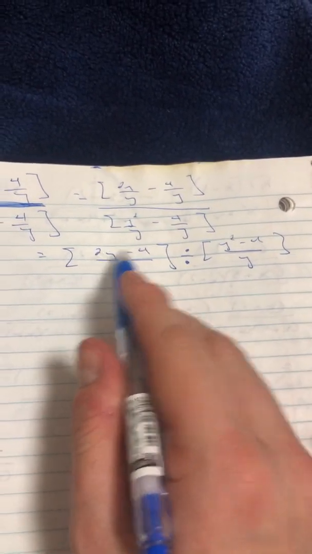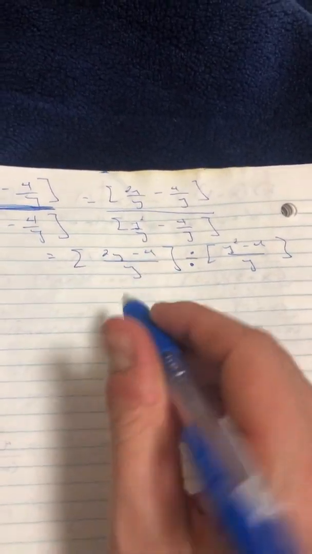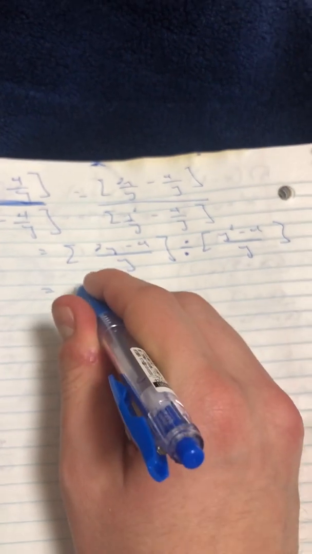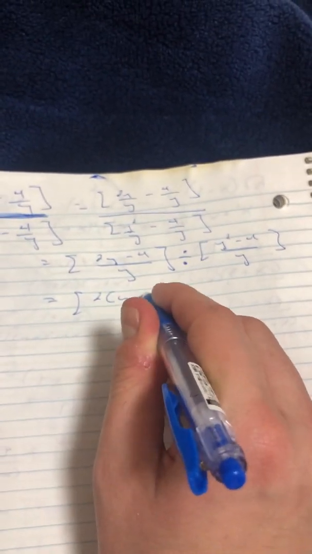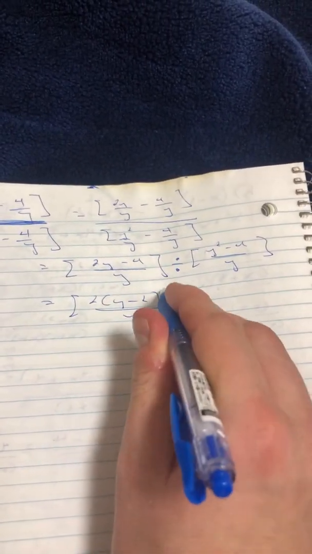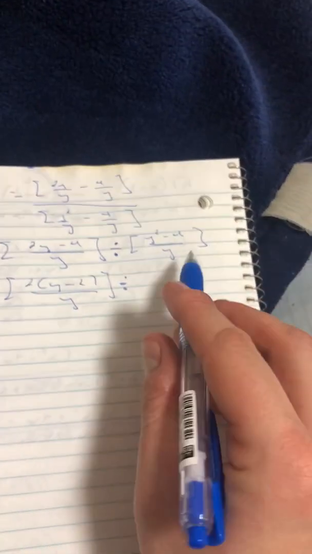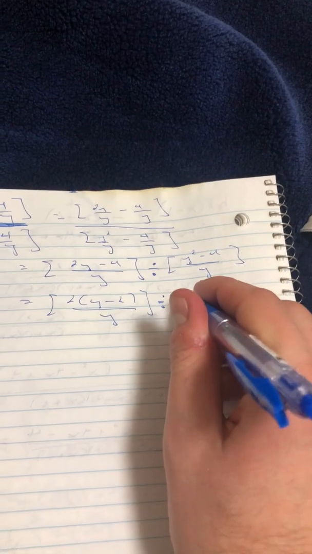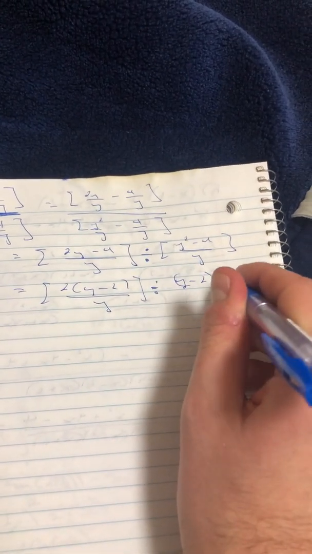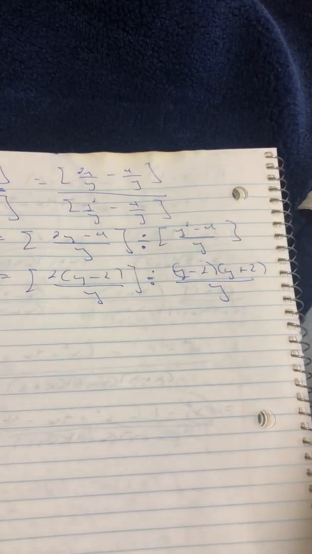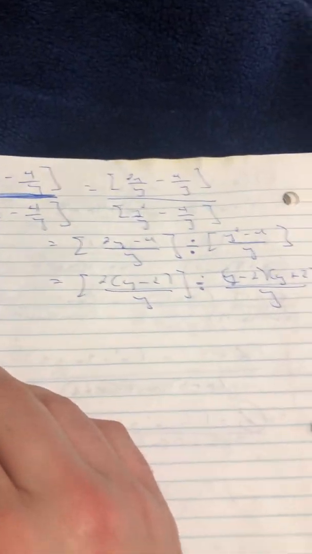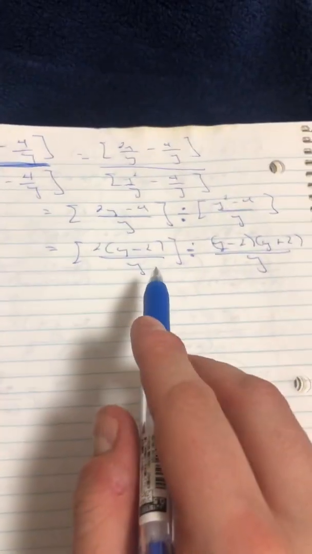So we look over here. The greatest common factor between these two terms is, of course, 2, right? So we can write this as 2 times y minus 2 all over y. And we're dividing this by, this is, of course, a difference of squares. So we can write this as y minus 2 times y plus 2, all over y. So we've already stated that y cannot be equal to 0.